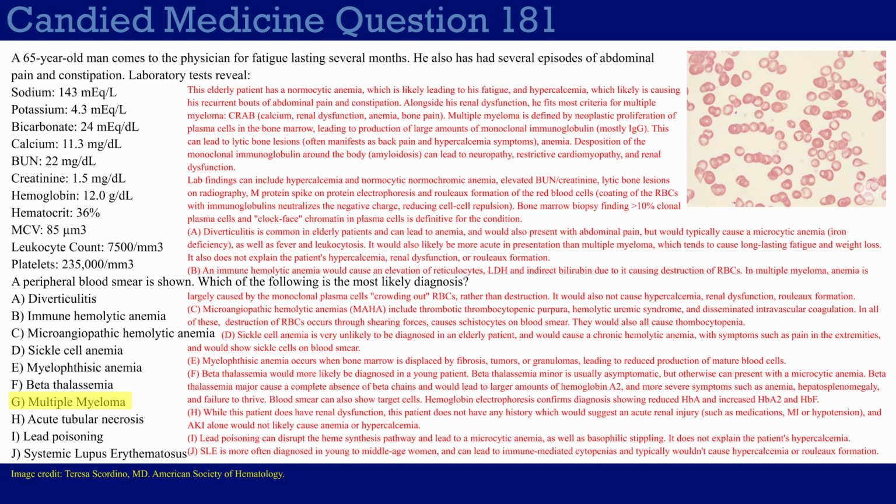And of course, the most definitive thing for multiple myeloma is bone marrow aspiration. You'll find more than 10% clonal plasma cells and what they call the clock face chromatin. That's usually definitive for diagnosis.